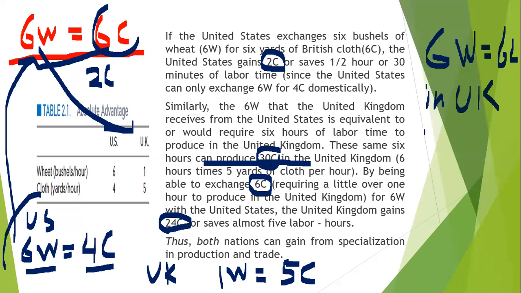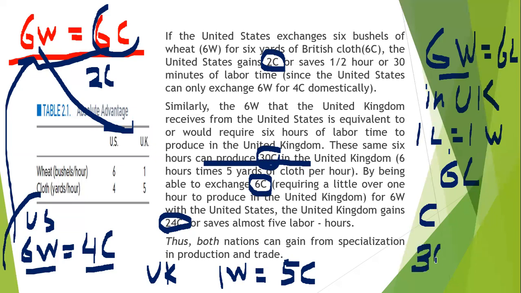Why? Because in the United Kingdom, 1 unit of labor produces 1 unit of wheat. That means when it gets 6 units of wheat, you can say that the United Kingdom is giving up 6 units of labor. Let us suppose that the UK is using 6 units of labor for the production of cloth. By doing so, the United Kingdom can produce 30 cloths. How is it possible? Because by using 1 unit of labor, the United Kingdom produces 5 units of cloth. Then by using 6 units of labor, it will produce 30 units of cloth.